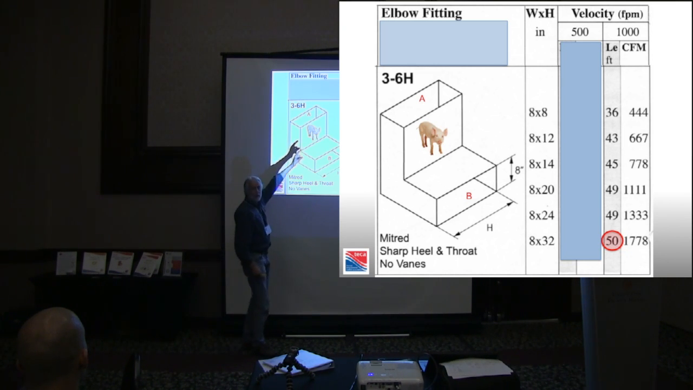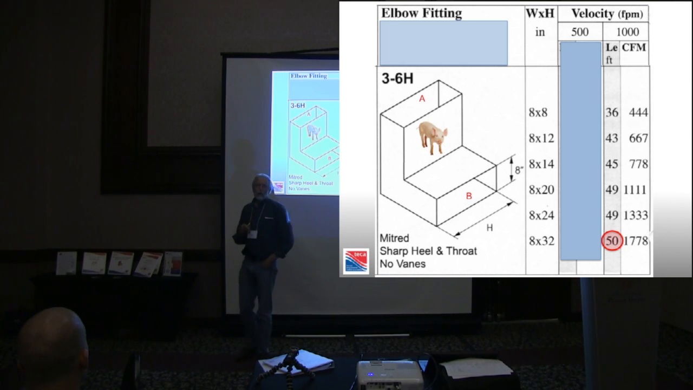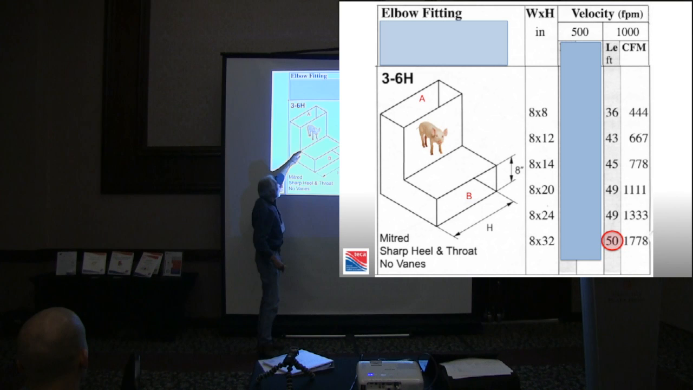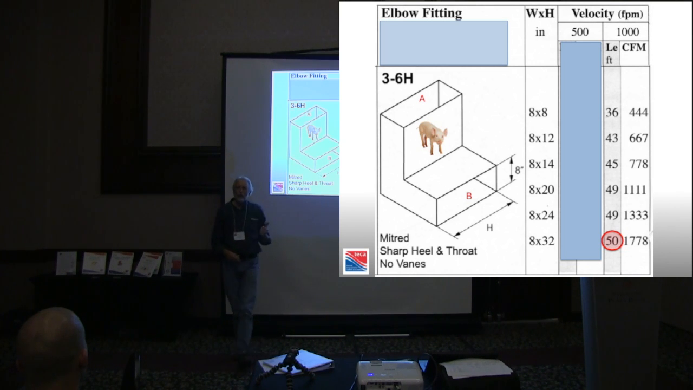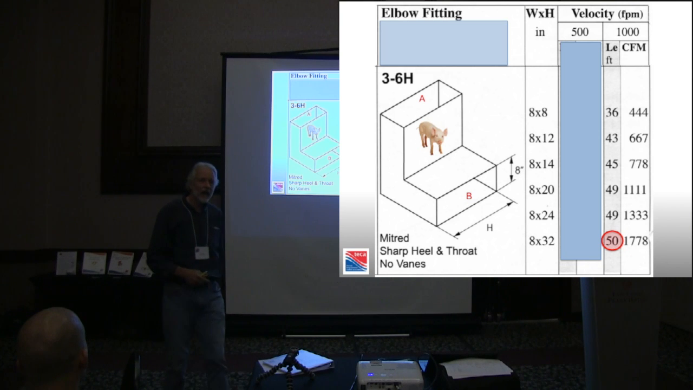It's labeled as a pig because it is a pig. If you have an 8 by 32 duct, it has 50 equivalent feet of pressure drop according to just moving this air through that one sharp throat fitting. 50 equivalent feet of straight duct. So who cares how much straight duct you got when you throw something like that at it?